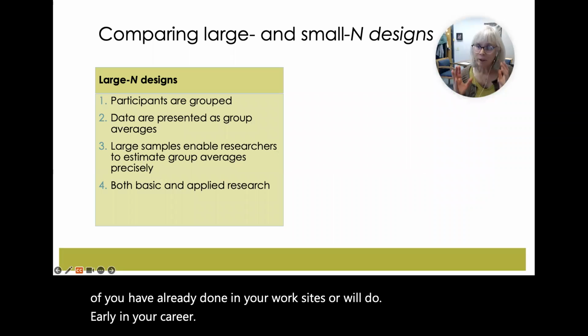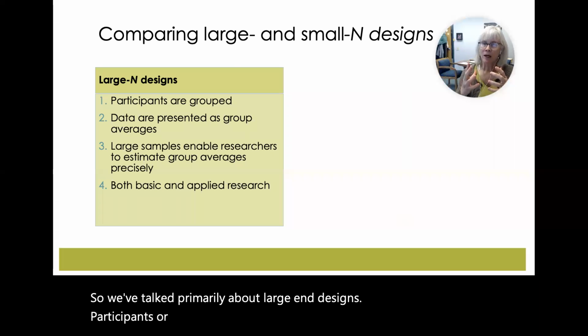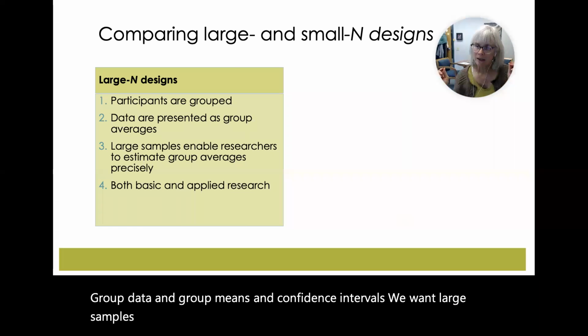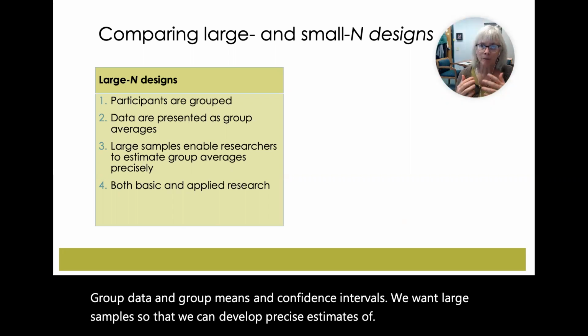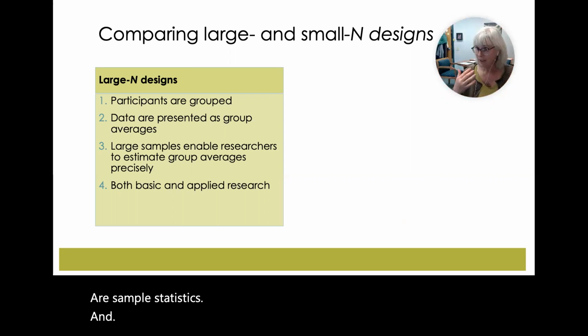So we've talked primarily about large N designs. Participants are grouped. We're looking at group data and group means and confidence intervals. We want large samples so that we can develop precise estimates of our sample statistics. And it can be both basic research and applied.